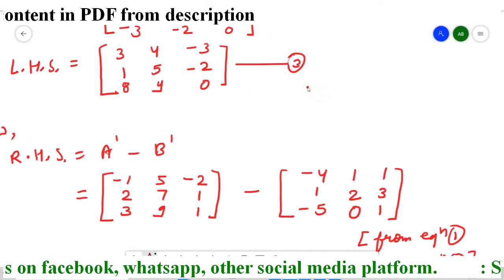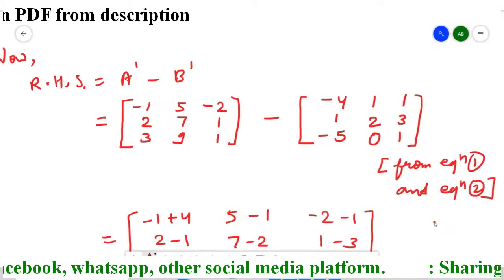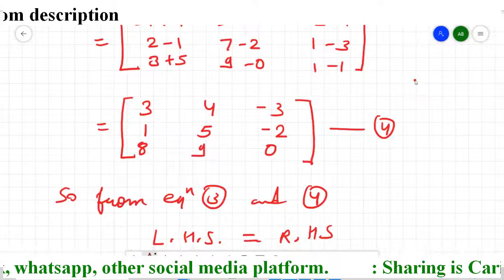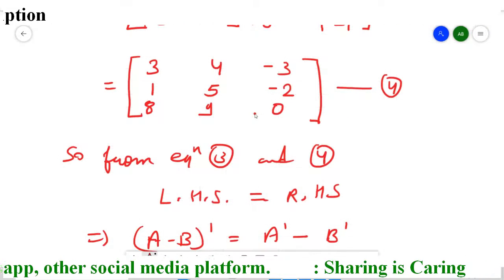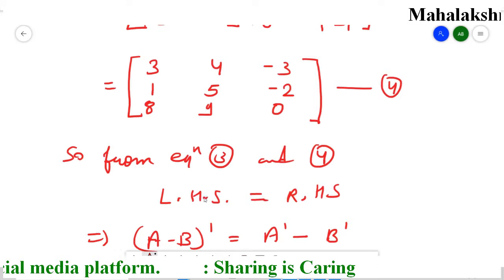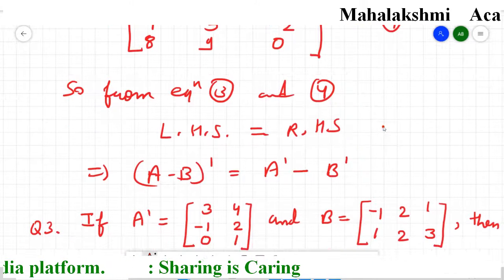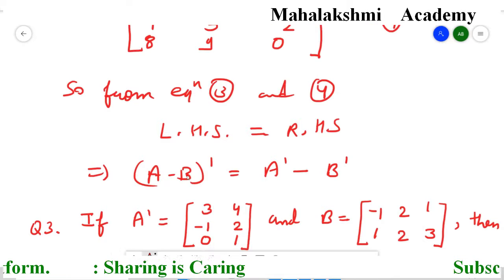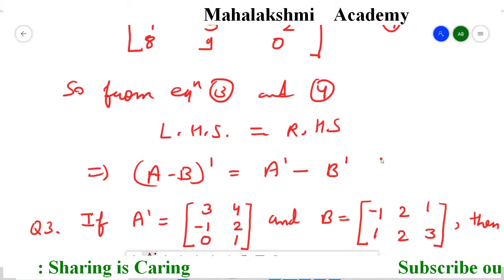So the left hand side and the right hand side both are the same from equation 3 and 4, meaning the matrices are identical. Now from equation 3 and 4 we obtain that left hand side and right hand side are identical. So the required result is proved.